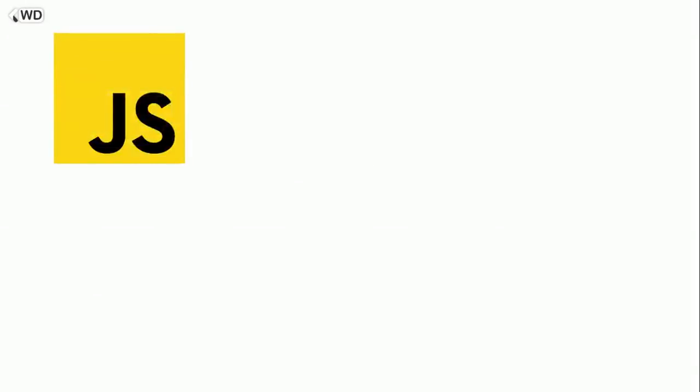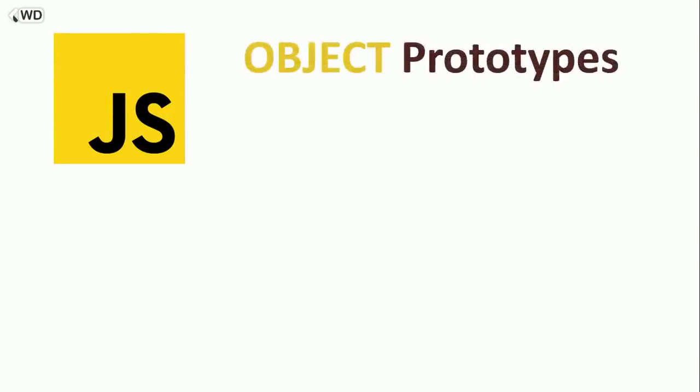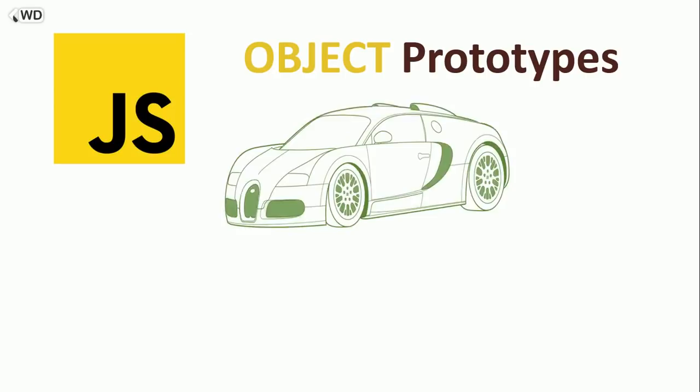Today we're gonna see a new tutorial about JavaScript. It is the object prototypes. A car is an object that has a lot of properties and methods. When we say car.prototype, the prototype is also an object. It has properties and methods.